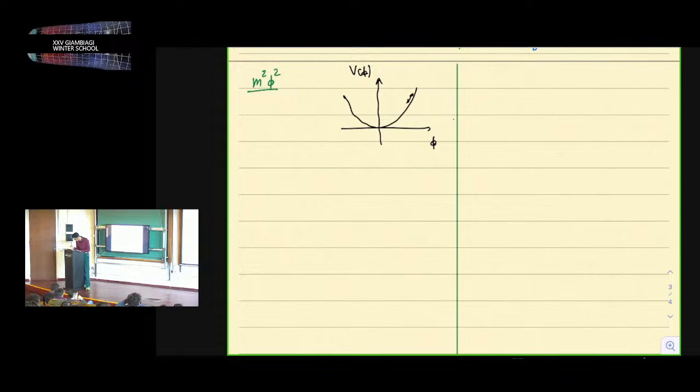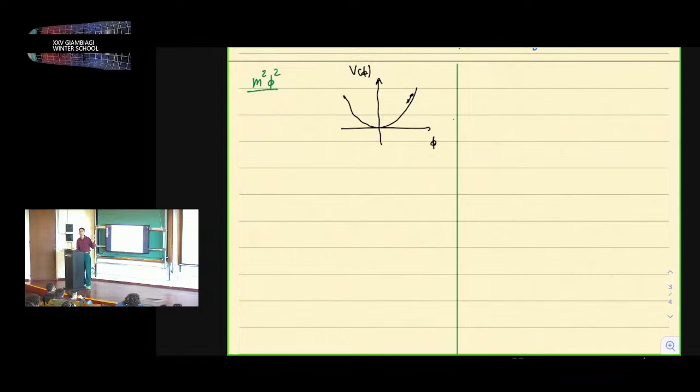be satisfied. Now, in pictures, m squared phi squared might look too steep compared to what I drew in the first lecture. So you might wonder how come it can give me inflation. Of course, one should ask it quantitatively. What we really want to achieve is to have small slow roll parameters. So the slow roll parameters for this potential you can easily compute.